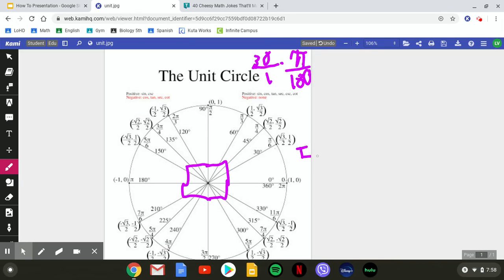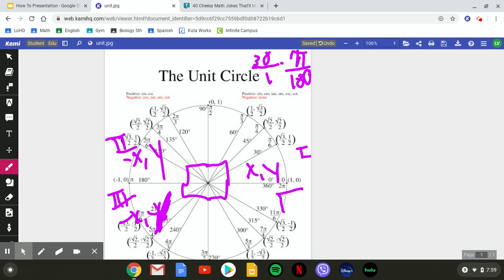In quadrant 1, your x and y are both going to be positive. In quadrant 2, your x is going to be negative and your y is going to be positive. In quadrant number 3, your x and your y are both going to be negative because they're down. And in quadrant number 4, you've got a positive x and a negative y. And that is your unit circle for the most part.